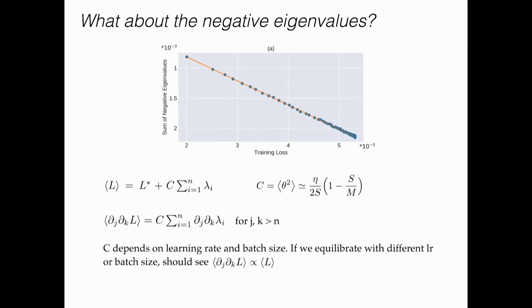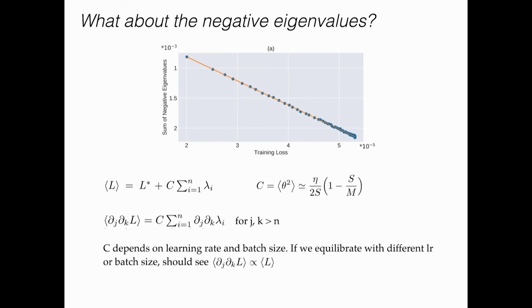So if you take a model that is optimized, and then you send off different versions that you re-equilibrate with different learning rates and batch sizes, you should be able to jiggle c up and down, and the average value of the loss should jiggle up and down, and the size of the degenerate Hessian should also be jiggling up and down in a linear way.